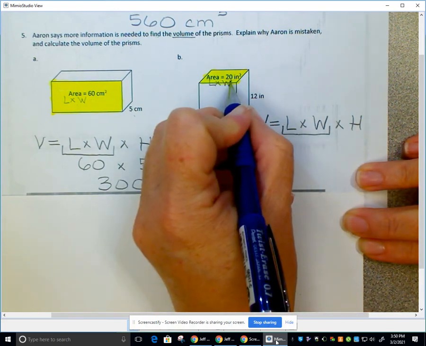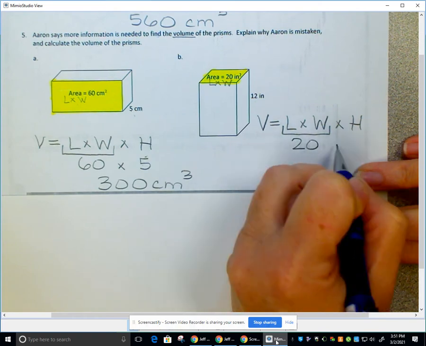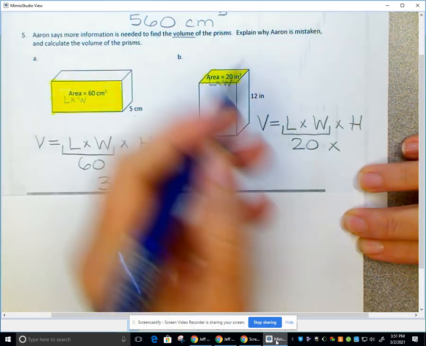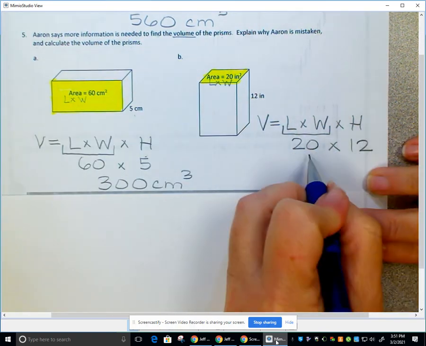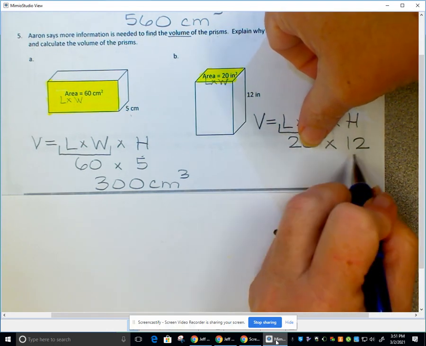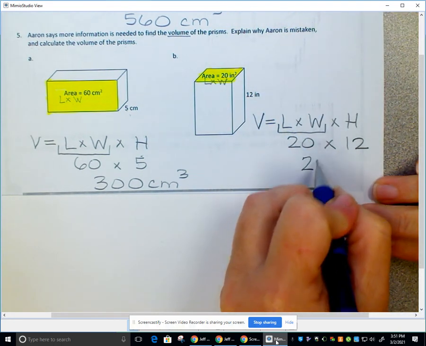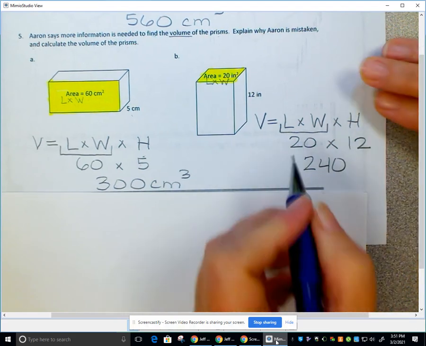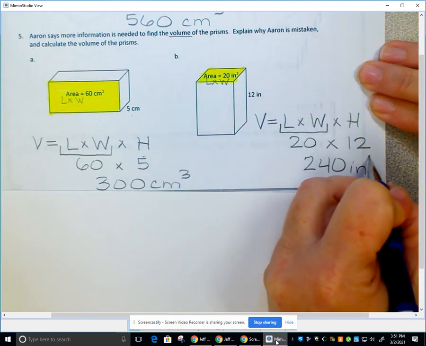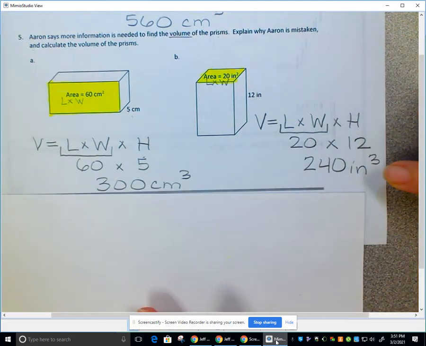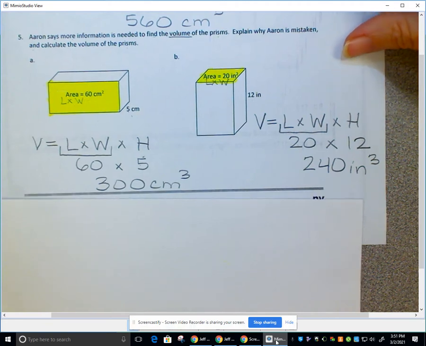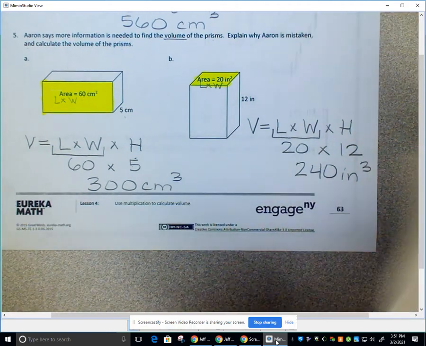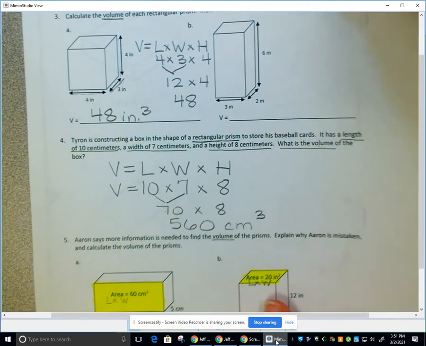So that's already spoken for. They're saying that's 20 times the height would be 12. Now, we know 2 times 12 is 24, and add that 0. So that would be 240 cubic inches. Okay? Now, let's look at the next handout that I have. This one is not in your book.